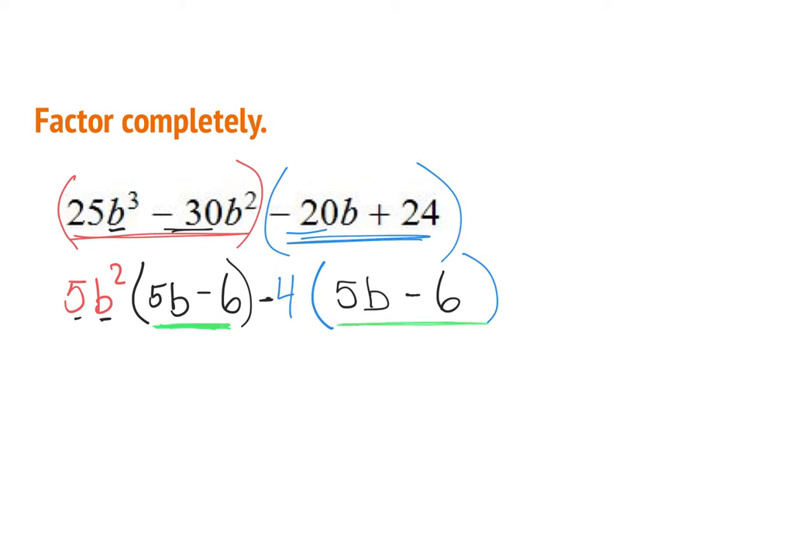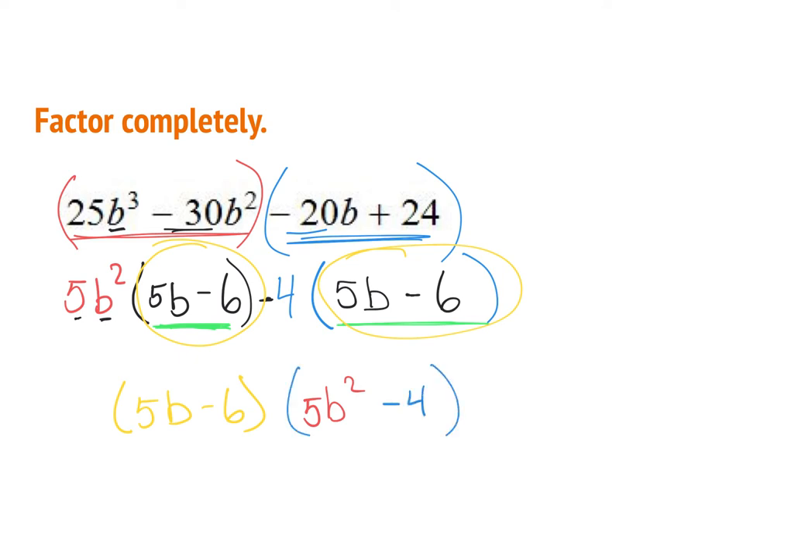And the reason I want to do that is because I essentially want to factor out another common factor. Well, these are common because they are exactly the same. So I'm just going to write that as one term. So 5b minus 6. No need to write it twice. And then I'm just going to write whatever is left over. So 5b squared, and then there is a minus 4 left over. And I'm just going to write those in parentheses. So this is a factored form of my large polynomial. If I wanted to check my work, I can multiply everything out and I would end up back at my original.